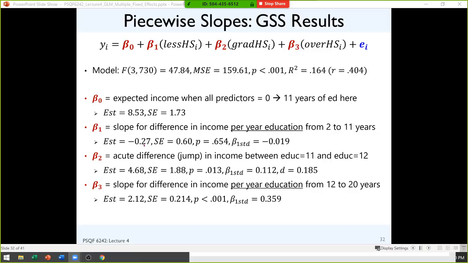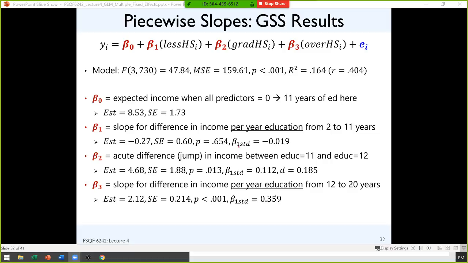So if you didn't graduate high school, does it matter how far you got? This slope is not different than zero, so the estimate is minus 0.3, and that combined with the standard error of 0.6 gives me a p-value of 0.65. So well within expected territory, not significantly different than zero. So far, it doesn't matter how much education you have if you didn't graduate high school. That's what this slope being not different than zero is telling me.